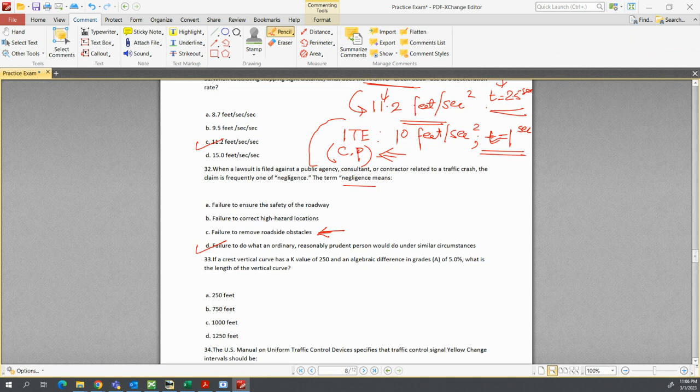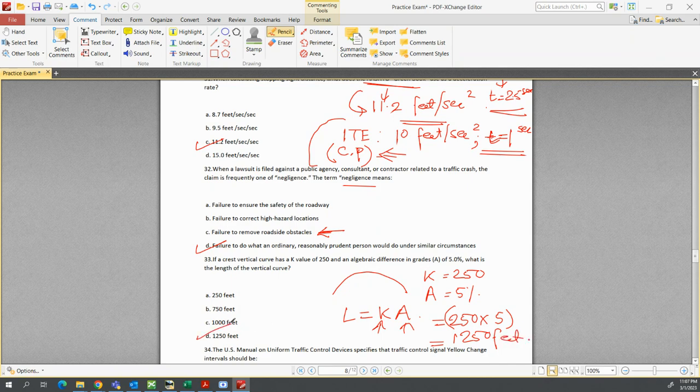If a crest vertical curve has a K value, a crest vertical curve is like this, K value is given as 250, and the algebraic difference of grade A is given as 5%. What is the length of the vertical curve? So you all know L should be K times A. This constant times the algebraic difference. So K is 250 and A is 5. If A is percentage and K is just a constant, you will get it in feet, which is 1250 feet. So this will be the answer.